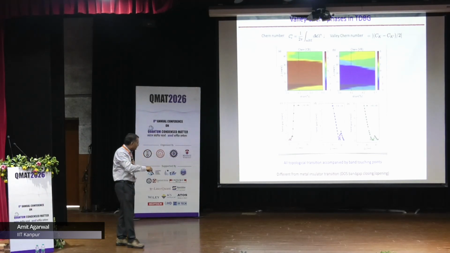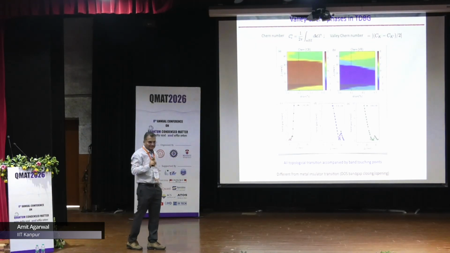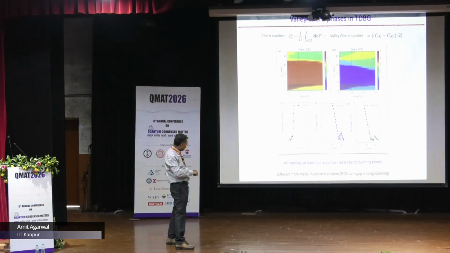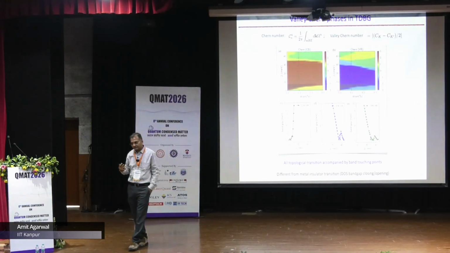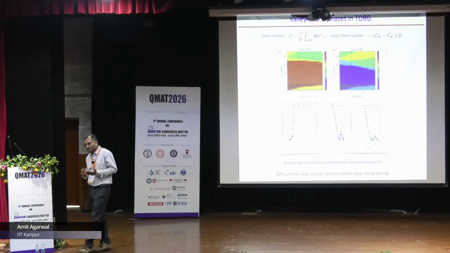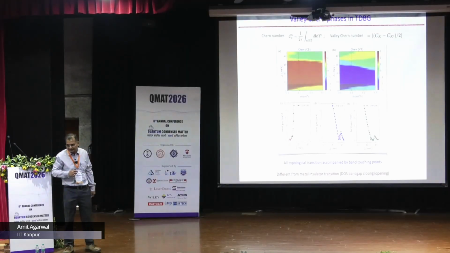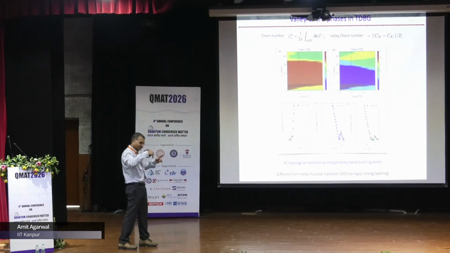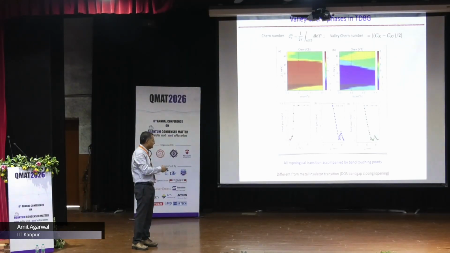Okay. All of these transitions are accompanied by band touching points, so this is important. And they are generally different from metal insulator transitions, which are just density of states overlap. So the bands may not touch, but I can still have a metal insulator transition. The bands can cross completely, and then also I can have a metal insulator transition. So these are slightly different, basically.